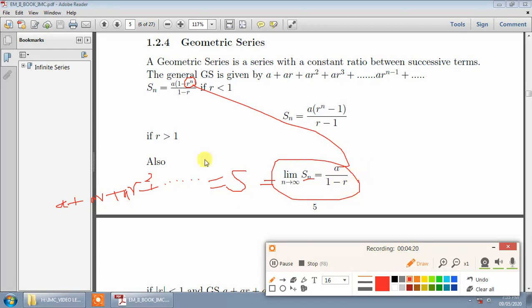Okay, so suppose we have a geometric progression like 1 by 2, 1 by 4, 1 by 8, 1 by 16 and so on like that.